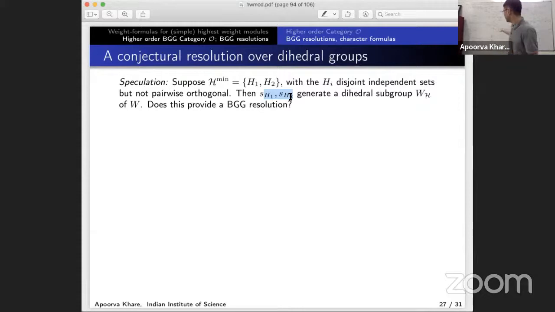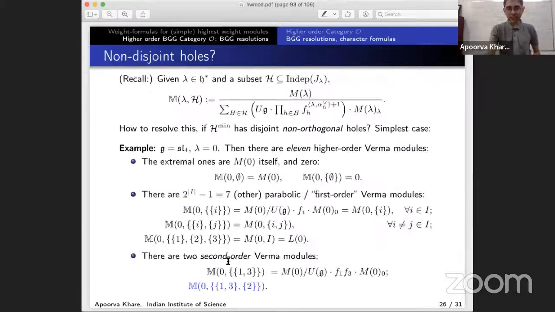So naively, if you go by what we did here, we took those SH1 and SH2 and we looked at the subgroup they generated inside the Weyl group. What is the subgroup that these 2 elements, which no longer commute because they are no longer orthogonal, generate? Well, any 2 elements of order 2 generate a dihedral subgroup. What is the order of that dihedral subgroup? Well, in this case, you know what it is.